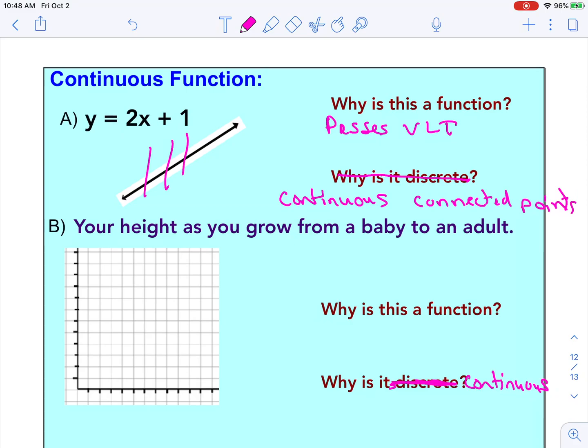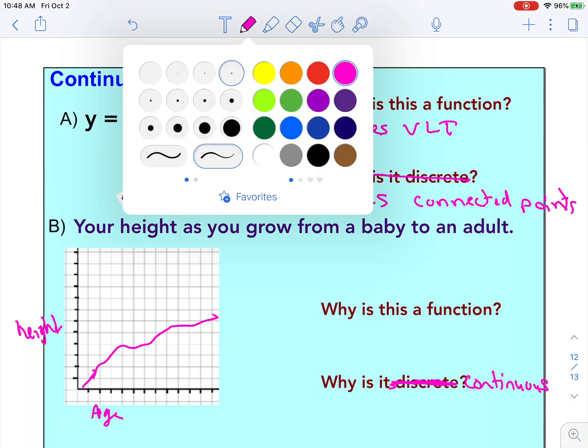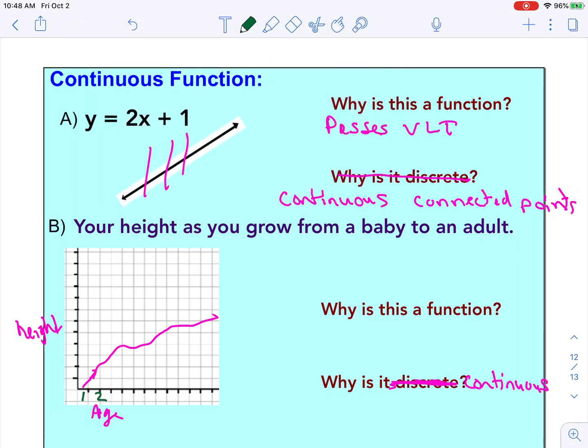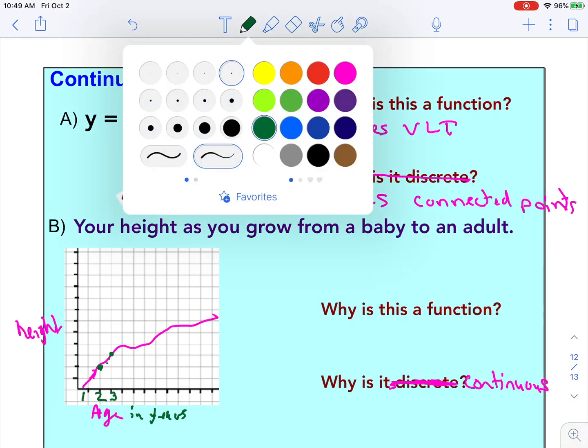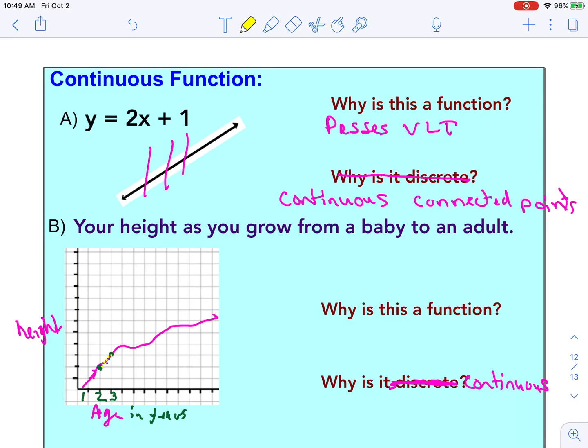So why is this a function? Your height as you grow from a baby to an adult. Here's your height and here's your age. So when you're a young child, your height is pretty low. And then it keeps going up, and you actually grow pretty fast, and then you kind of level off, and then you grow again, and so on. But if you think about it, your height keeps growing in between each year. So if you're going by years, 1 year, 2 years, 3 years, you don't just jump up from age 2 to 3, like a half a foot. You grow all those other increments in between, and that's why it's measurable rather than counting it.